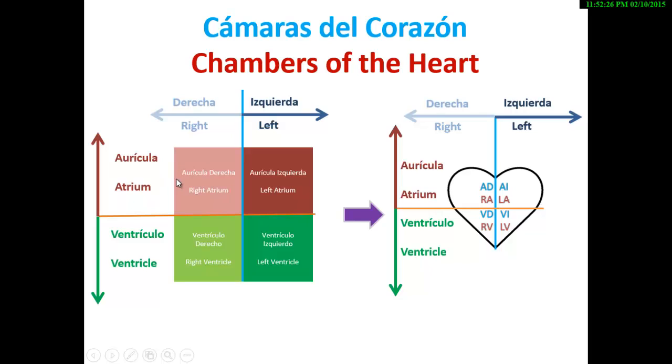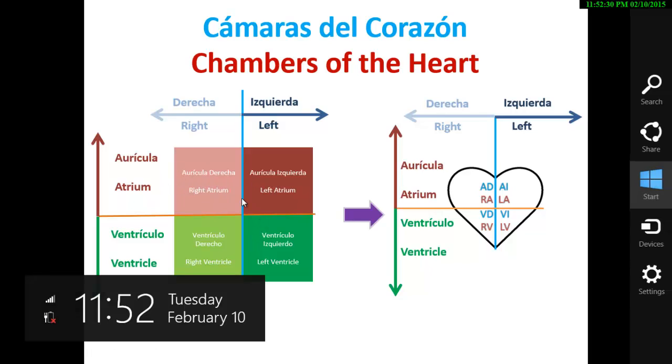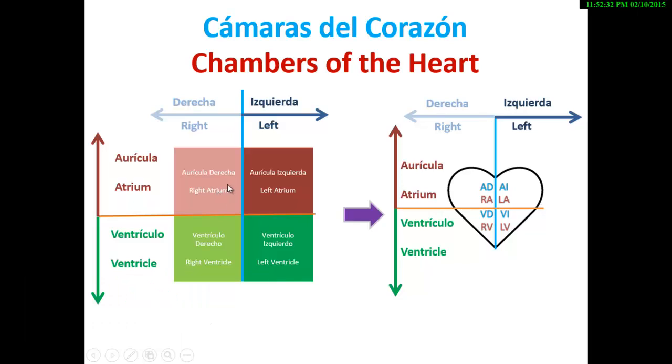Anyway, we have four main chambers to the heart. The top ones are atriums, and the bottom ones are ventricles. Very simple. Top right, top left: right atrium, left atrium. Bottom right, right ventricle. Bottom left, left ventricle. Okay, very simple.